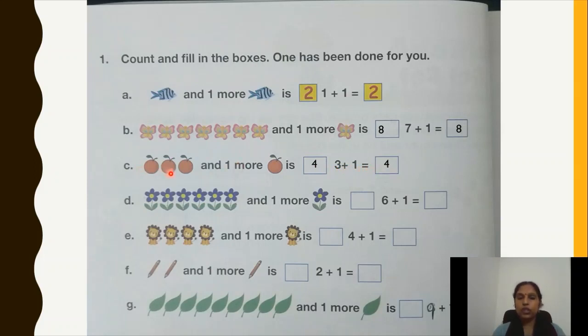So we had 3 apples. We are going to add one more to it. So totally how many are we having now? 4 apples. Note it down in your textbook.